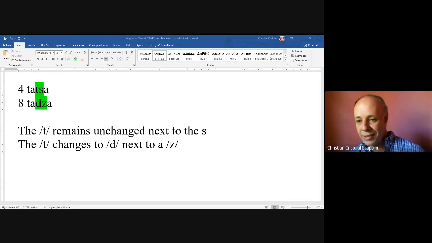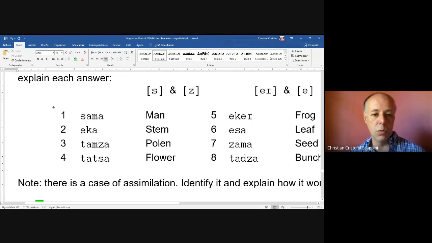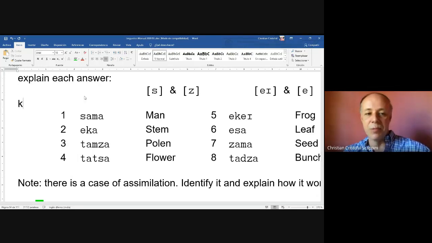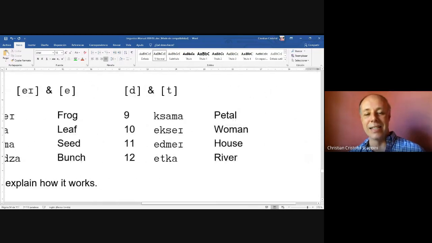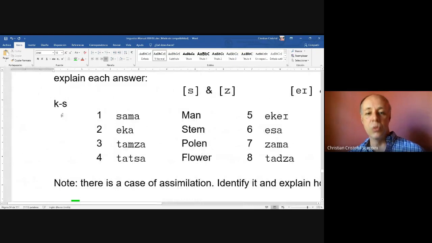2 and 6, says Violeta Salinas. Let me check. 2 and 6. Eka and Esa. Well, actually, this is a minimal pair, Violeta. Eka and Esa is a minimal pair, but we are not discussing the difference between K and S. We're discussing the difference between S and Z, A and E, D and T. That's why 2 and 6 is not a good example in this case, but it's an example of a minimal pair only.